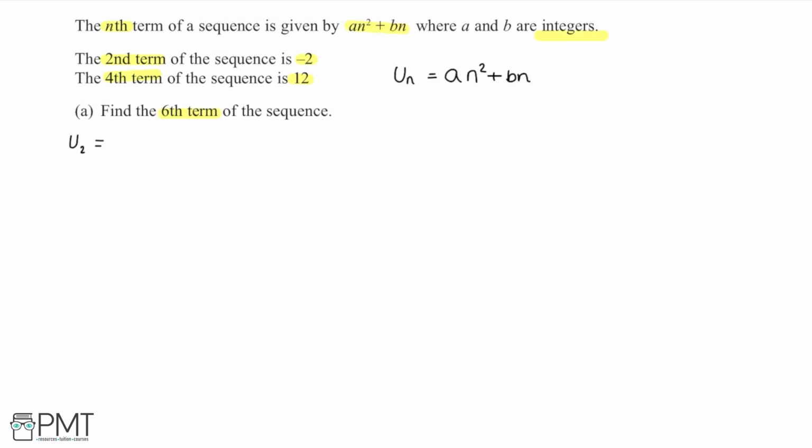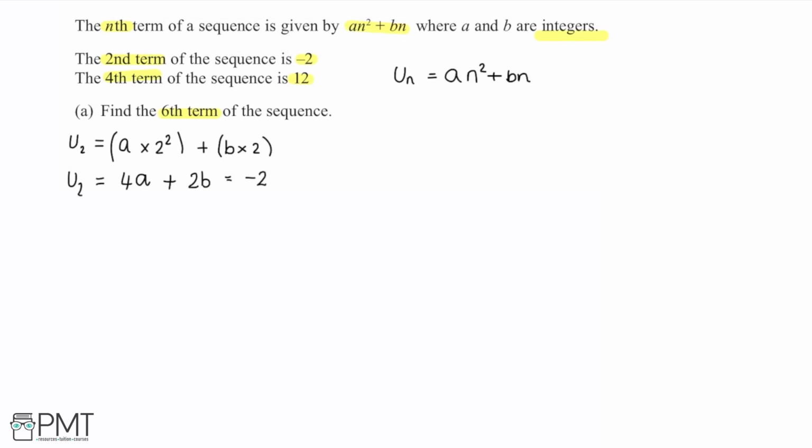However, u2 is when n is equal to 2. So we can substitute 2 in for n. So substitute 2 in here and 2 in here. We end up with a multiplied by 2 squared plus b multiplied by 2. And these are separate here. And then we can simplify that. So 2 squared is 4. So it's going to be 4 multiplied by a, so 4a, plus b multiplied by 2, which is 2b. So u2 is equal to 4a plus 2b, but we also know that u2, because it's the second term of the sequence, is minus 2. So we can equate that expression here to minus 2.